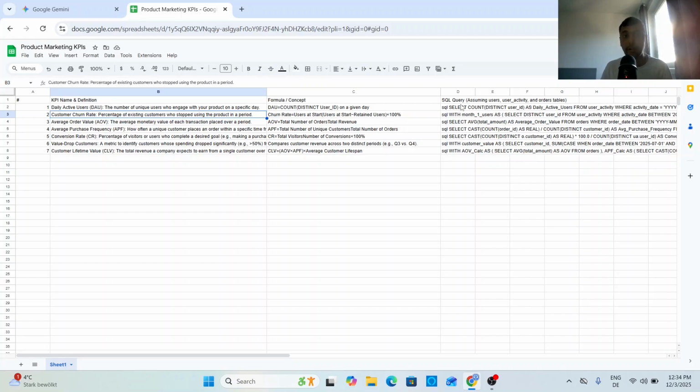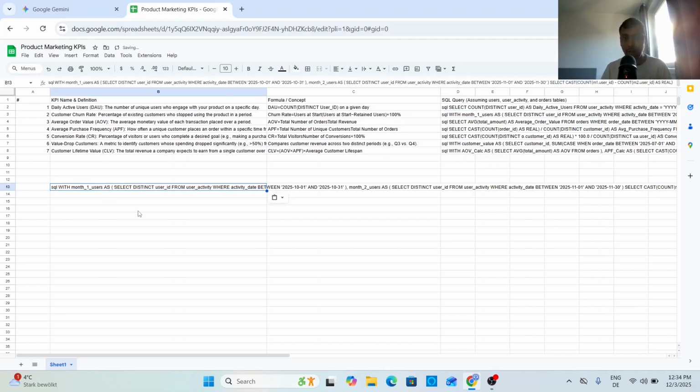Customer churn rate: percentage of existing customers who have stopped using the product. This has a lot of different definitions, but this is one definition: users at the start minus the retained users, divided by users at the start. What does that even mean? Here we have a query. It's very, very long, so I just pasted it here in a shorter form.